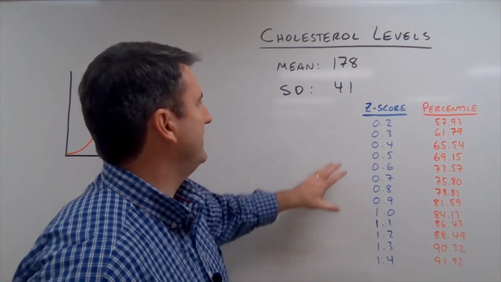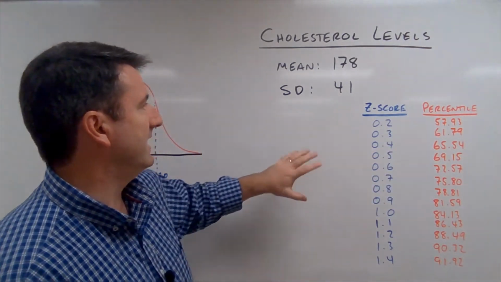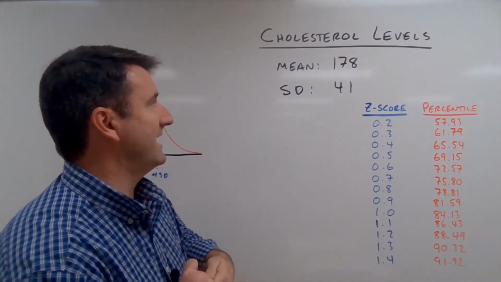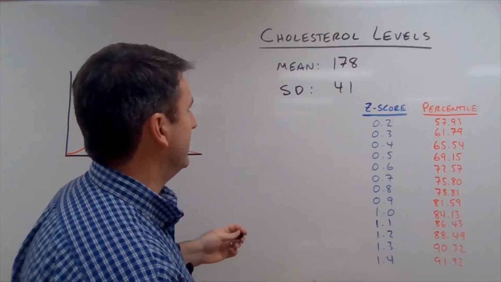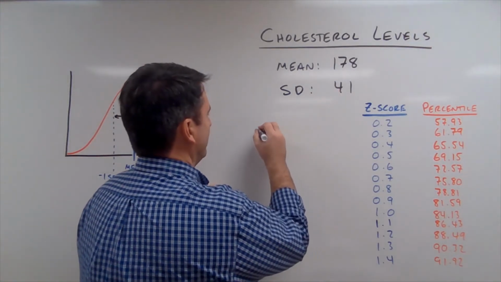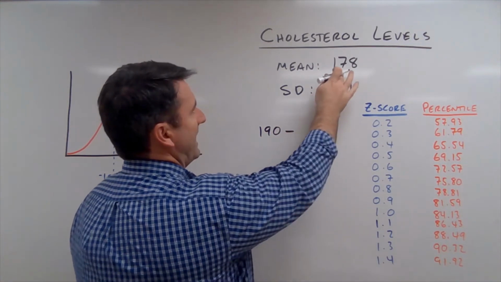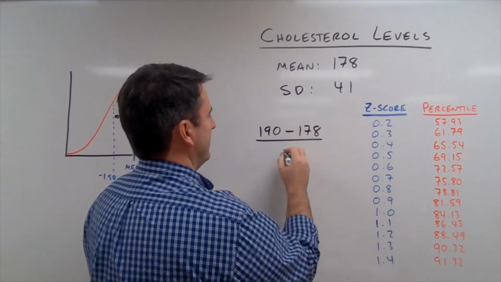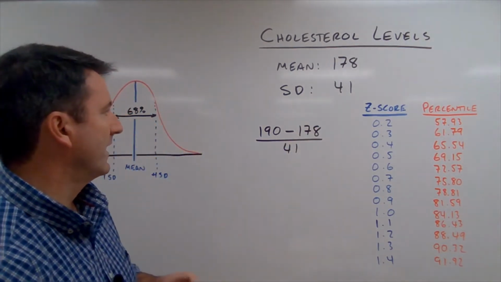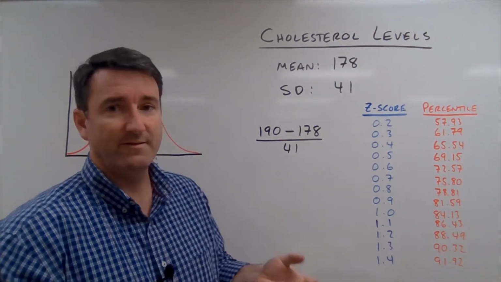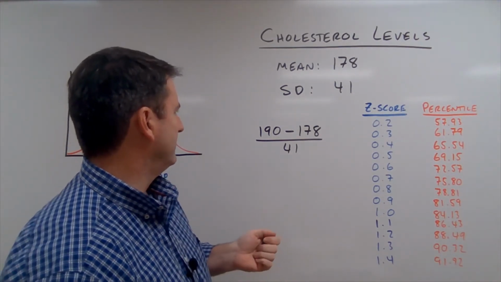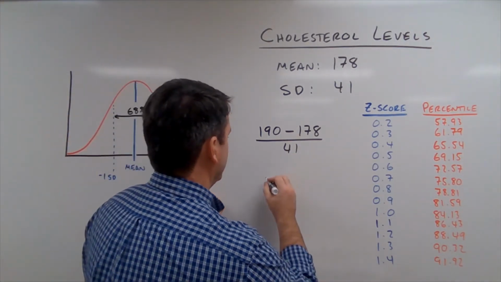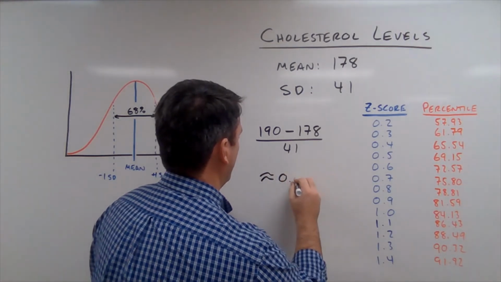All right, so what we need to do first in order to find the percentile is to find the standard score for someone who has a cholesterol level of 190. So we take that data value, 190, and subtract the mean, 178, and then divide that by the standard deviation of 41. So 190 minus 178 is going to be 12, and 12 divided by 41 is approximately equal to 0.29.